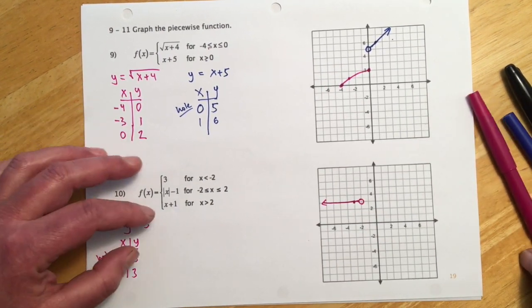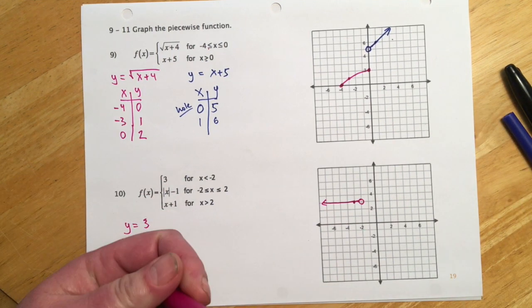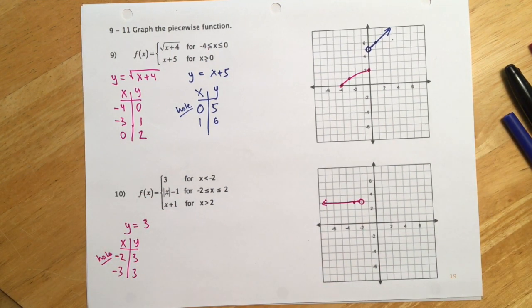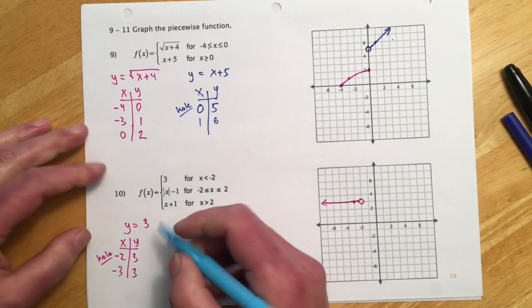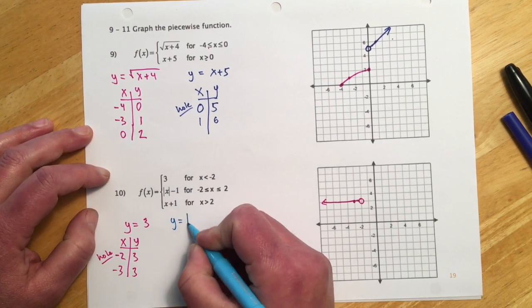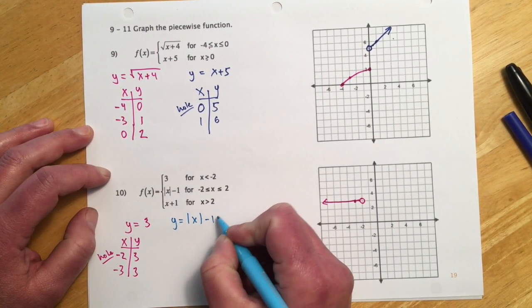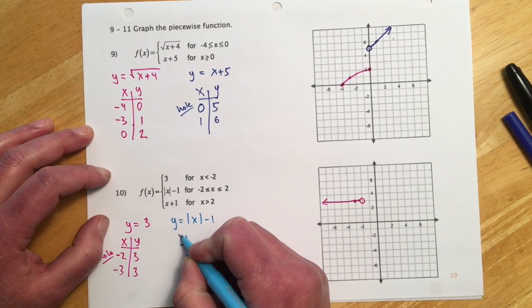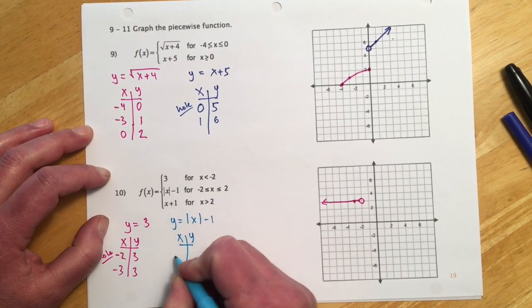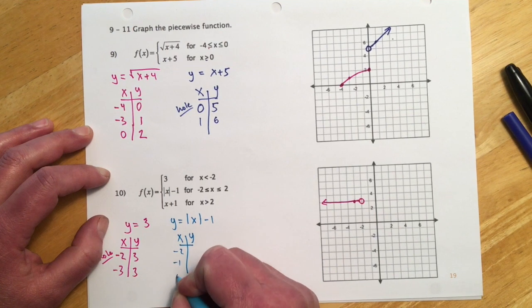And then the one we got in the middle is an absolute value. So it's going to look like this: y equals absolute value of x minus 1. And this is good for numbers between -2 and 2. So let's just throw them all in.